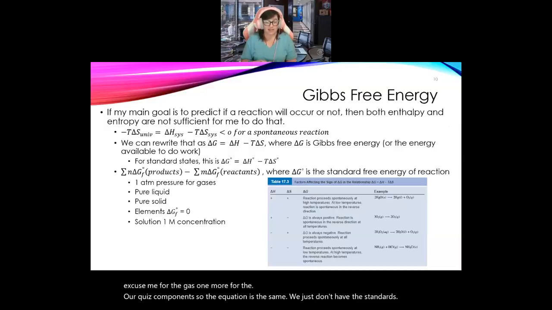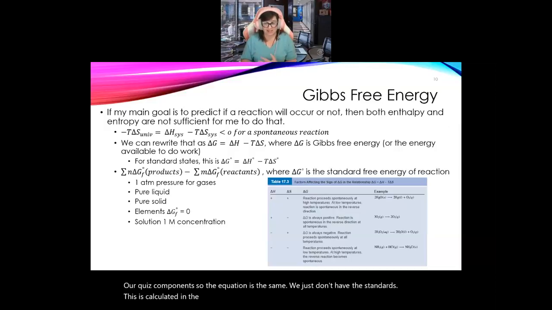This is calculated in the exact same way that delta H and delta S are calculated. We can calculate this in the same way, right? So standards again, 1 atmosphere pressure for gases, pure liquids, pure solids, elements: delta G_f standard equals 0. Solutions are 1 molar in concentration.